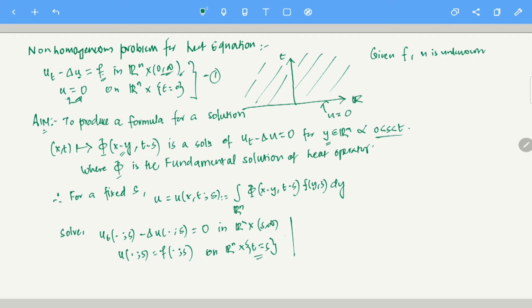This is a homogeneous problem with this initial condition, and I am just writing down the solution like this. This is the solution which we found earlier. Now what is this s? I am evaluating this problem at t equals s, so that is why I am writing s like this. So u also depends on s, that's all. That is why this t minus s term is coming.